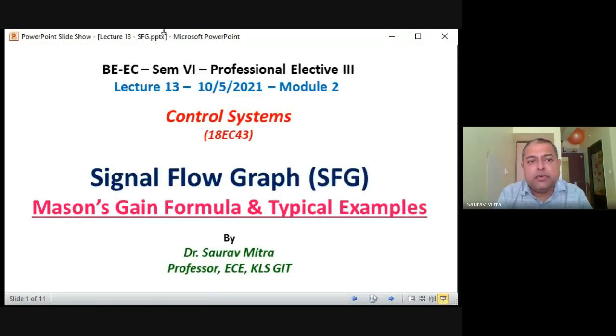I told you last day that the block reduction technique is a very big process, and step by step you have to come to the final transfer function diagram. But the same transfer function you can find out by signal flow graph in one shot. Only in one line you can write down what the transfer function of a big system is.